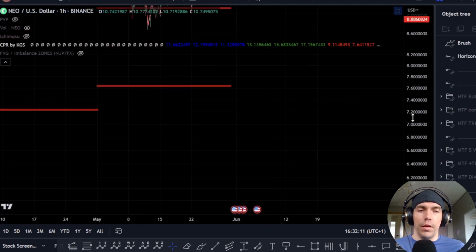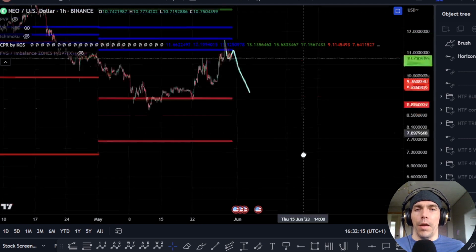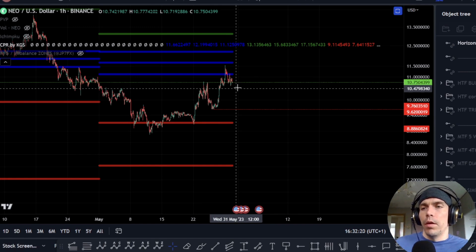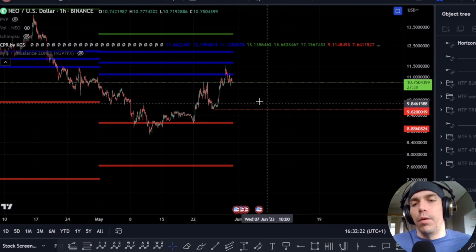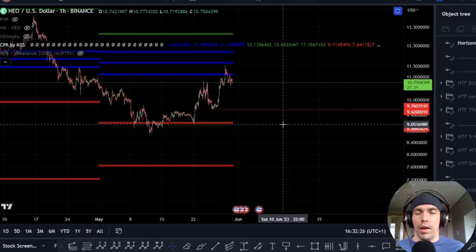The R3 line is much lower down here towards this zone of the 509, but unless there's something like a flash crash, I don't see that happening in a day. So it's not as likely that we will see a move down to there, but I would be interested to see if we actually move back into this level here.